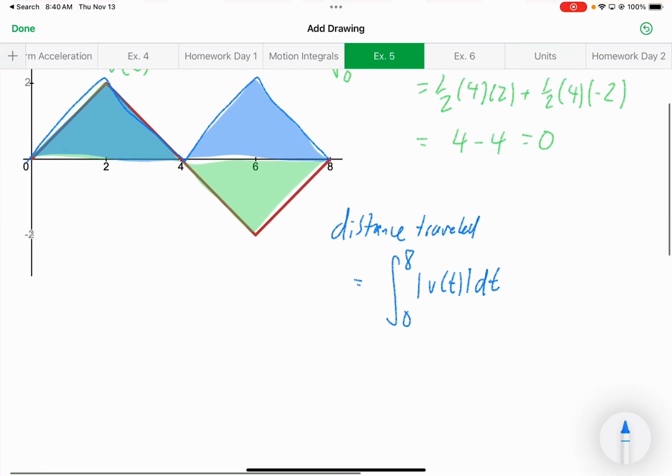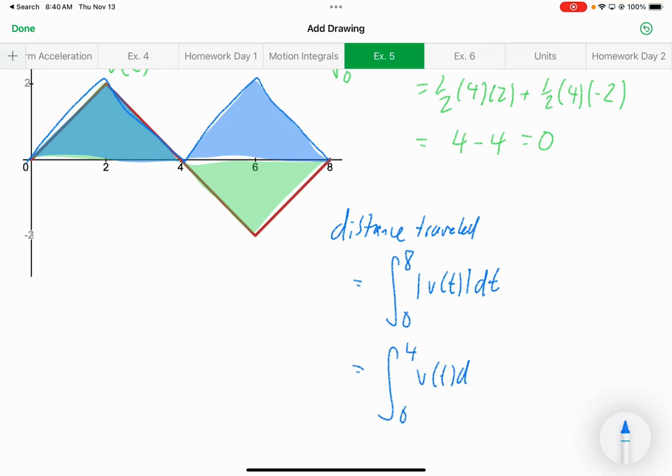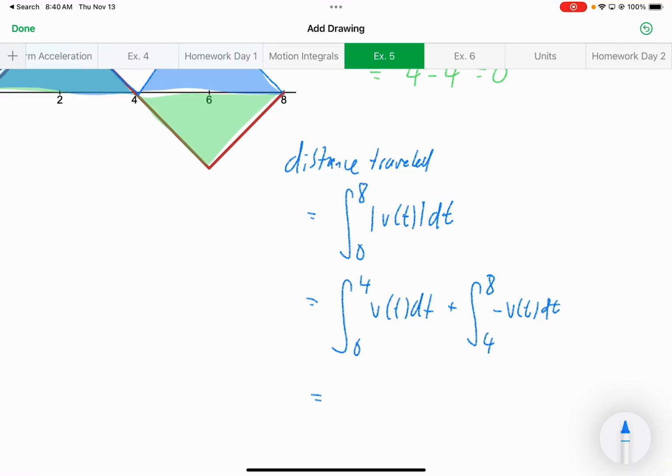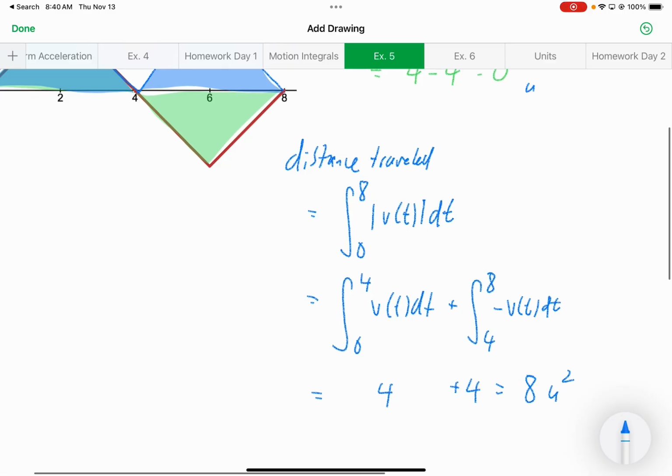All right. So the other way you could think about it would be the integral from 0 to 4 of v of t dt plus the integral from 4 to 8 of negative v of t dt. I say negative because those outputs are negative already, so that would flip it and give me a positive value. I'm not going to chase through the area formulas again, but we would look at 4 plus 4, which is going to give me 8 units squared. Forgot to write that with the 0. Okay.